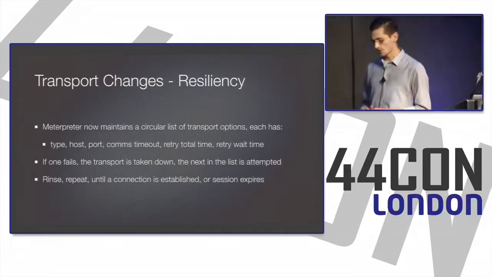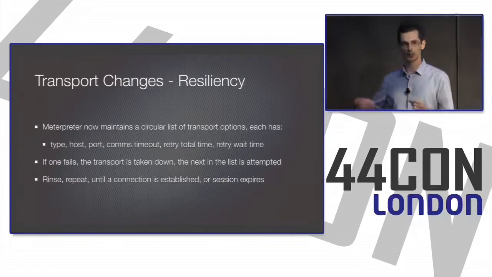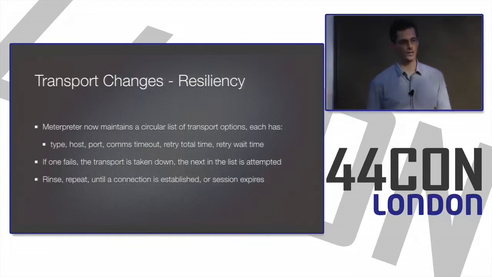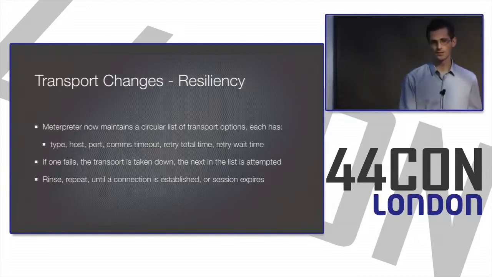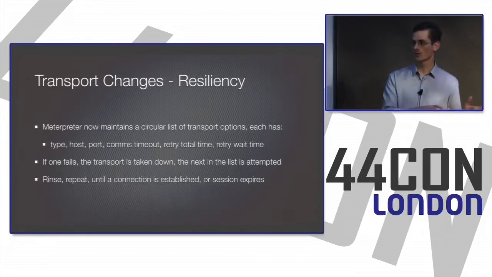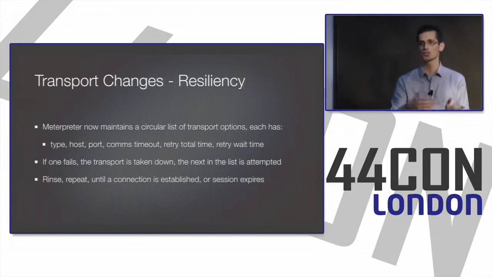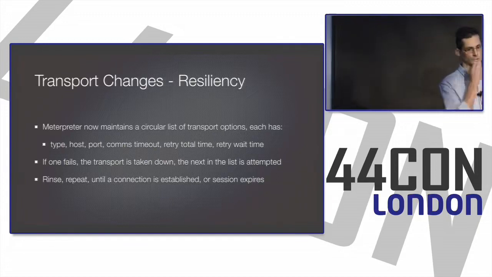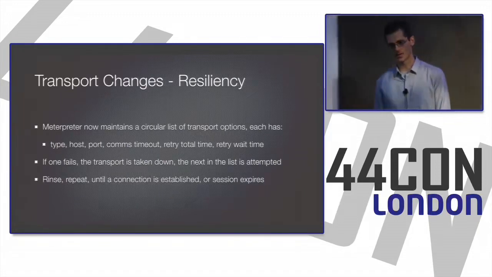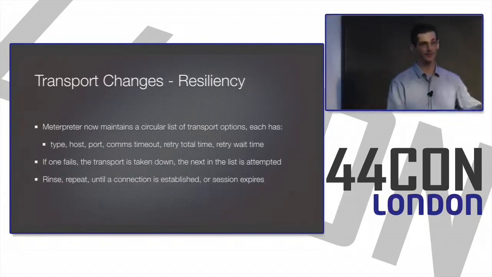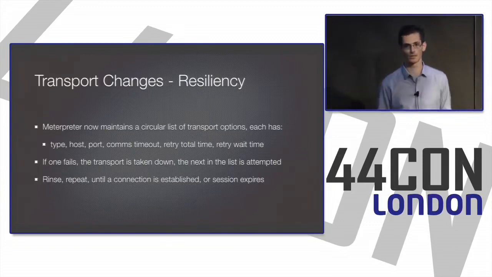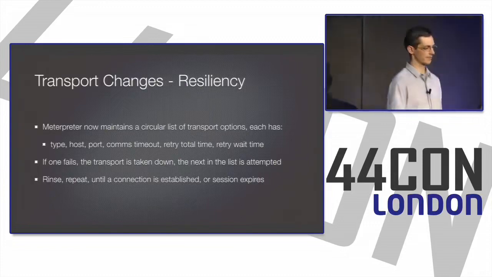Now this transport list is actually like a circular linked list behind the scenes. So you can add a new transport, you can remove old transports, and the way that it works is if a connectivity fails, it will just go to the next one. And all of those timeouts that we were talking about before apply to each and every one of those transports. So you can choose to say, if I can't connect via TCP in 60 seconds, then go to the next one. But in the case of HTTPS, I want to try for an hour. So each one of those you can configure as well, and you can change them on the fly.